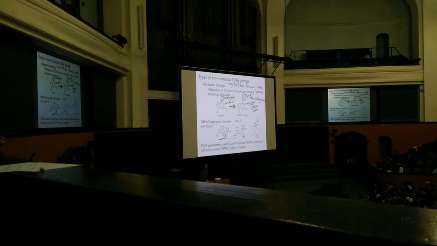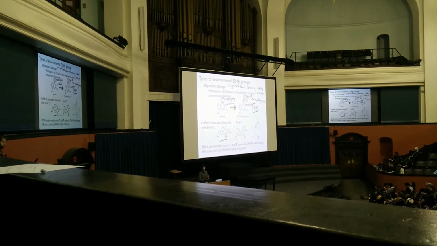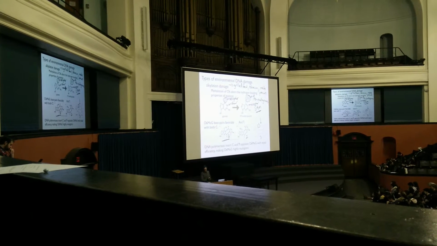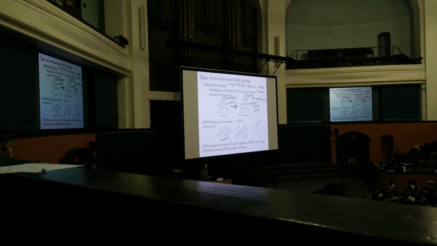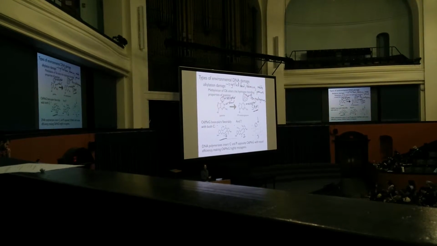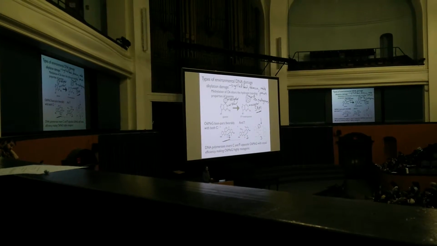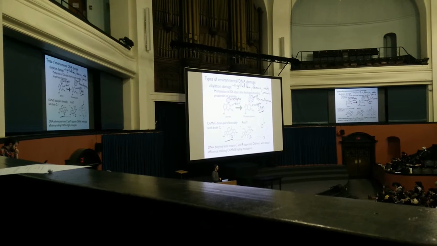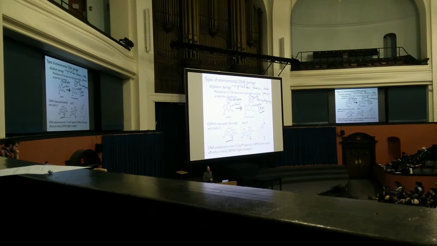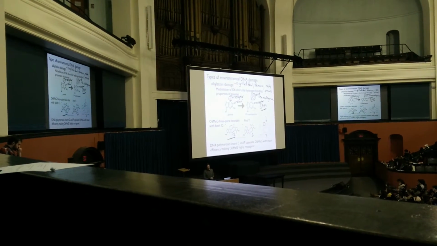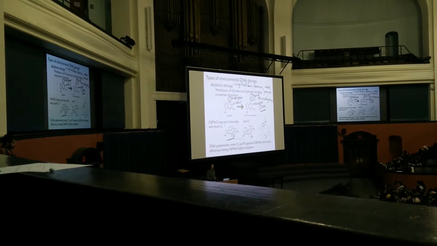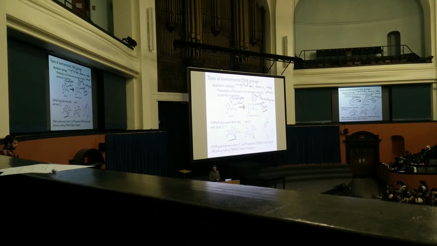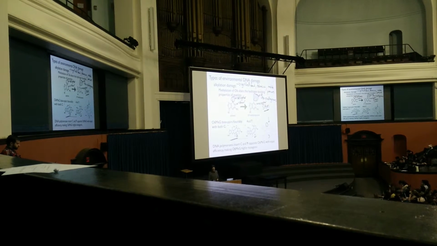You have a damage event that alters the base pairing properties, and then when you take that through a round of replication, the O6-methyl G can base pair abnormally with T. If you take that through another round of replication, the polymerase that's copying the strand now has T, will obviously insert an A opposite it, and now you've got a mutation that has changed the GC base pair to an AT base pair.